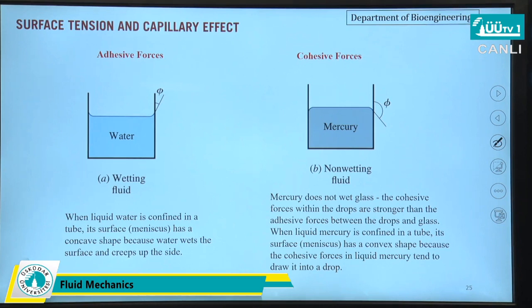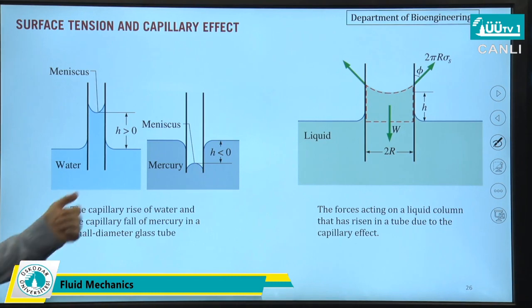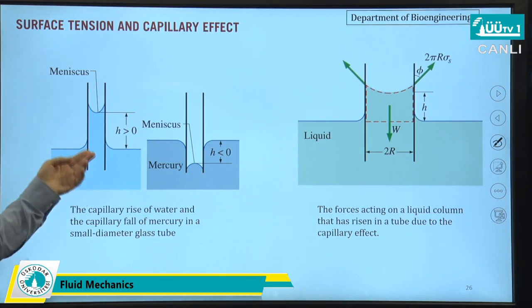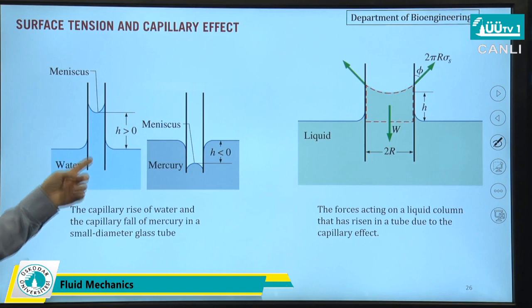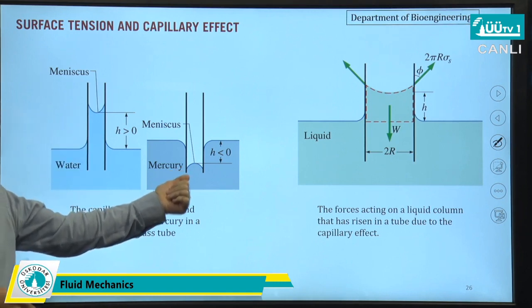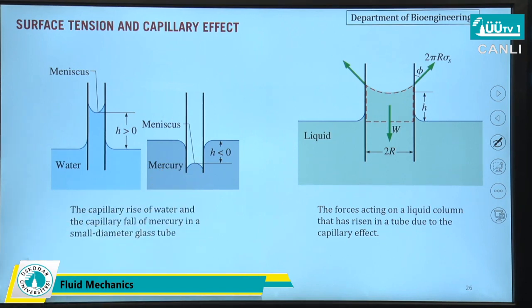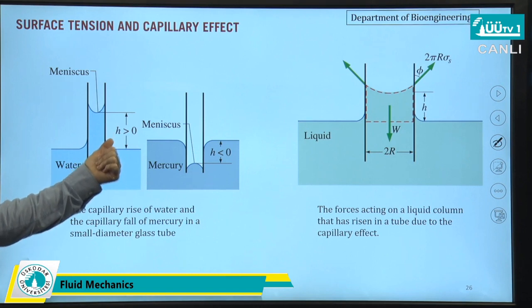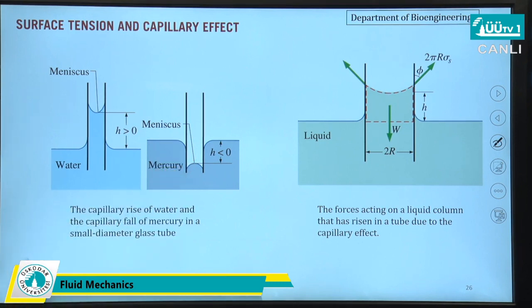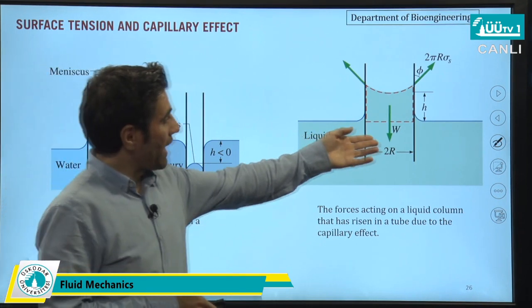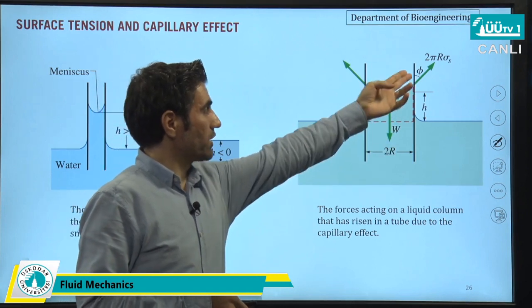So by using this phenomenon, we can describe what the capillary effect is. When we put a capillary tube inside two different liquids, here water and mercury, as you can see, in the case of a wetting fluid, this fluid climbs up. In the case of a non-wetting fluid, we notice that this fluid comes down. So by using this surface tension phenomenon, we can easily calculate the amount of capillary rise for water, or the amount of capillary fall for mercury. Actually, here there is a force balance between the weight force and surface tension forces.